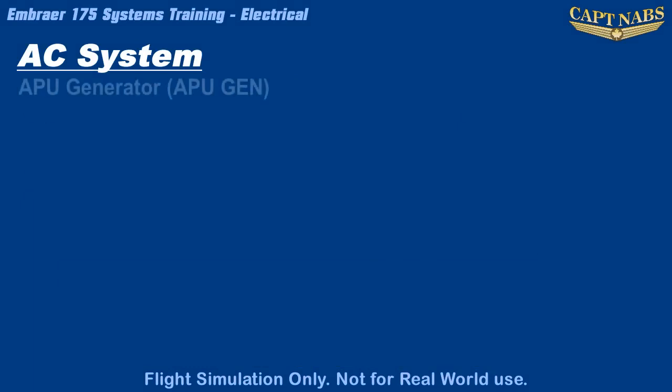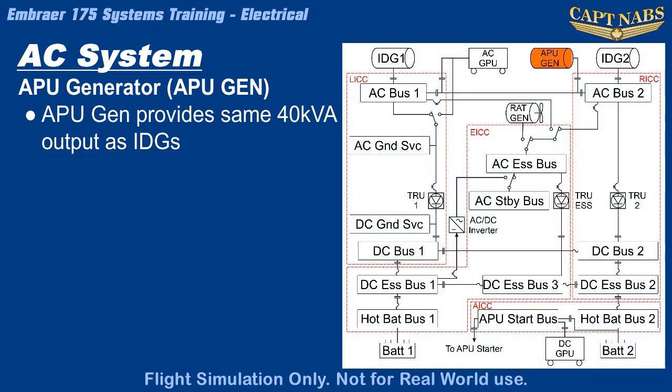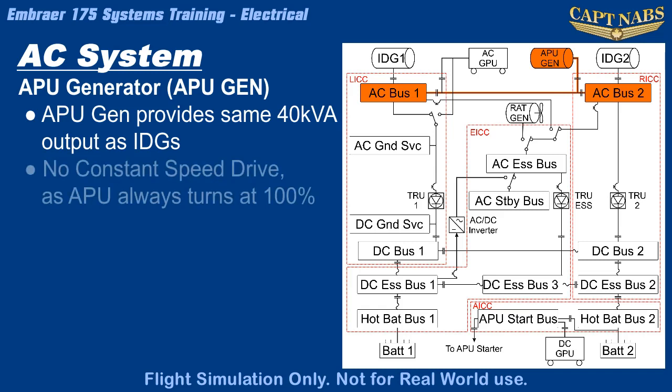The APU generator, like the IDGs, can supply up to 40 kilovolt amps and can therefore provide all necessary electrical power for the aircraft to replace any or all IDGs without degradation to aircraft systems. Unlike the IDGs, the APU generator is directly driven by the APU, since the APU always runs at a constant speed and there is no need for an oil-driven constant speed drive system.